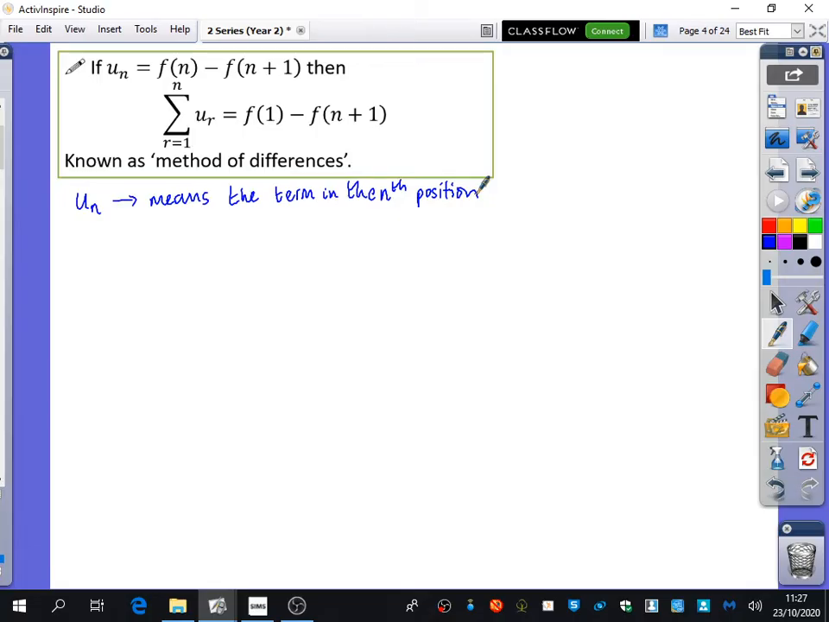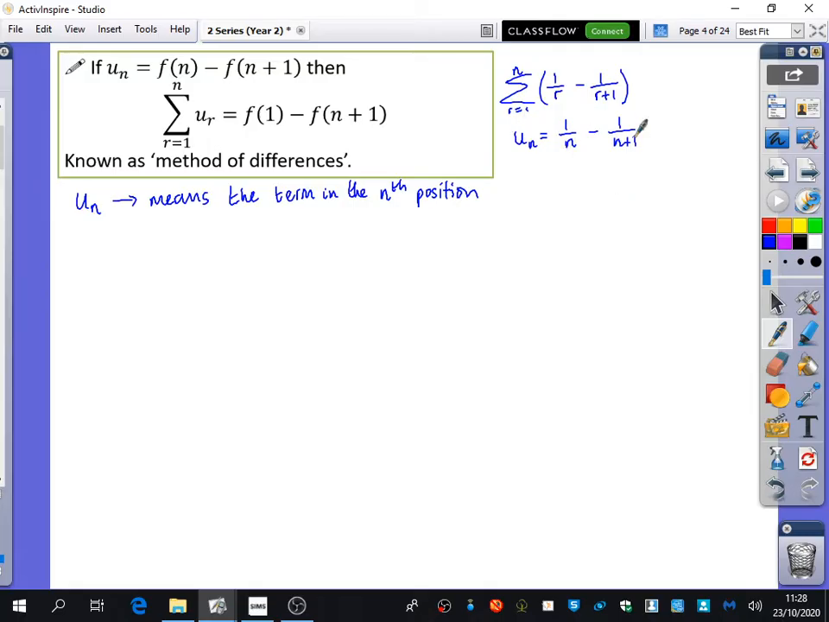So this means the term in the nth position. Let me just make that a little bit clearer, because that looks like it was all blending in. So if the nth term of something is in the form f of n minus f of n plus 1, and I think our previous one that we had, we said it was 1 over r minus 1 over r plus 1, like this. So we're actually saying that u of n is equal to 1 over n minus 1 over n plus 1. Yep, that's all we're saying. That's the nth term that goes into the series that we've got here.